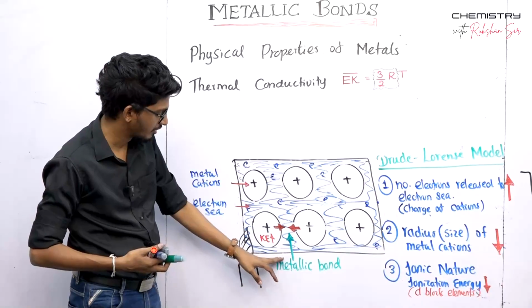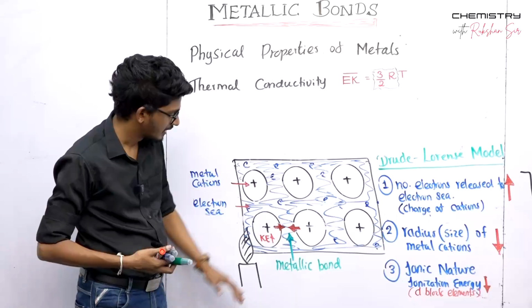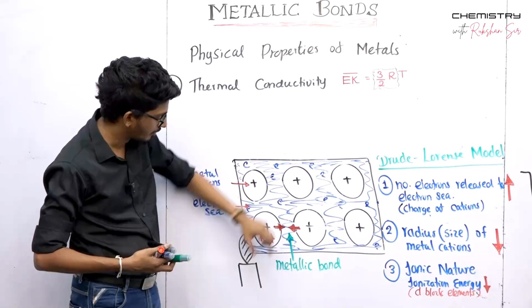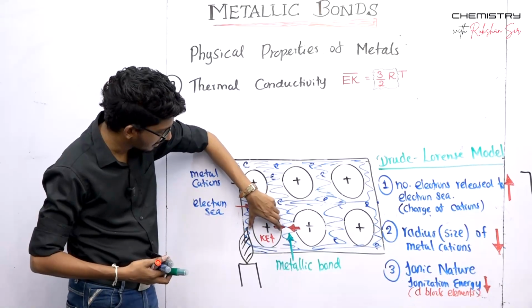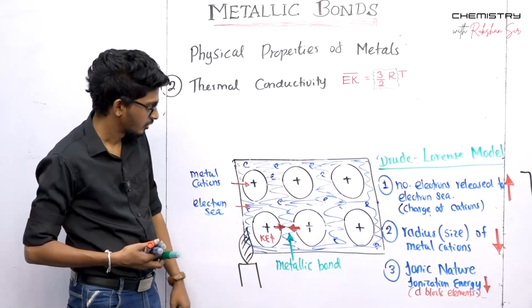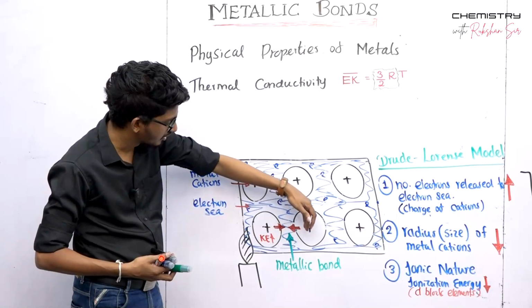The metallic bond is referred to as a strong primary bond. The particles are closely packed, right? These are closely packed solids. So when this particle is vibrating, it will collide with the nearest adjacent cation. So the kinetic energy of this particle will transfer to here.